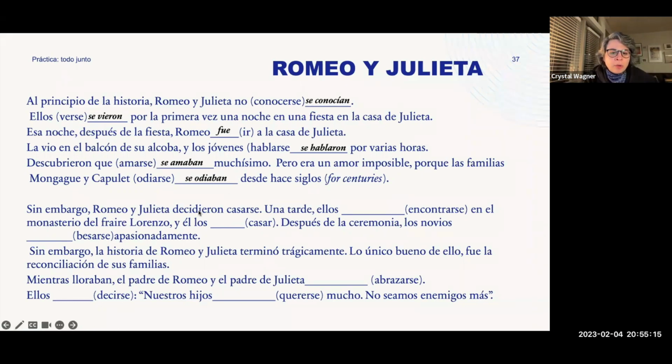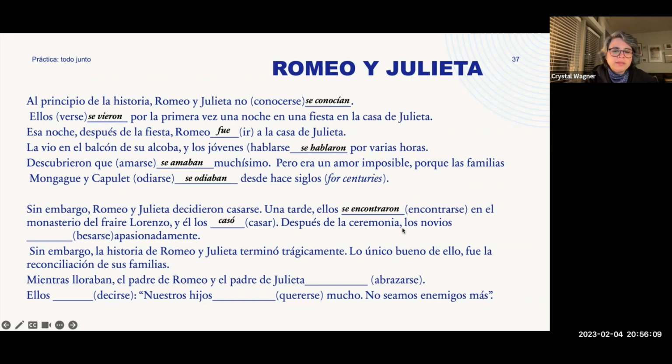Sin embargo, Romeo y Julieta decidieron casarse. They decided to marry. Una tarde, ellos se encontraron en el monasterio del fraile Lorenzo y él los casó. So casarse, of course, is going to be a reciprocal action because they're marrying each other. But here, casó, el fraile, he married them, right? So this priest is performing an act on these two. So there is a difference here where it's being used reciprocally and when it is not being used that way. So you can see the difference. So the other point here is that these are going to be a series of events that happened on a certain afternoon, una tarde. Therefore, they are all in the preterite.